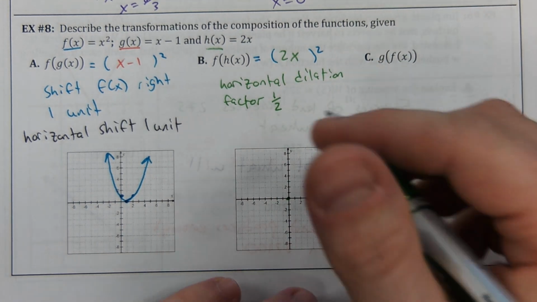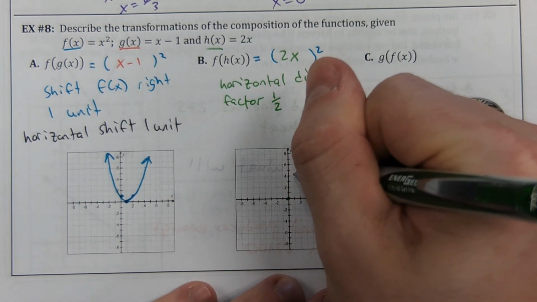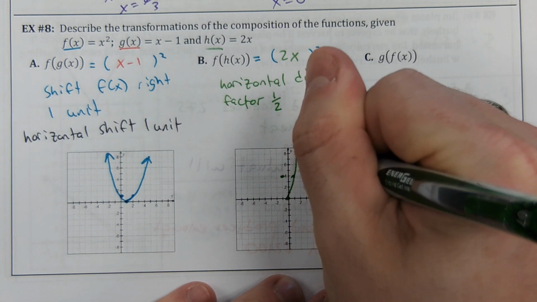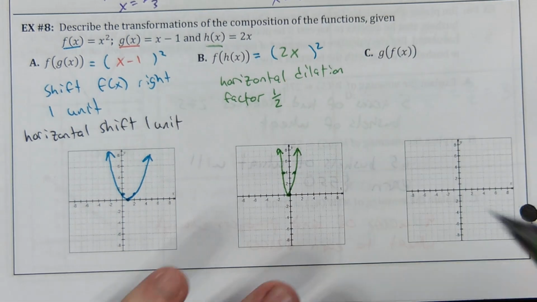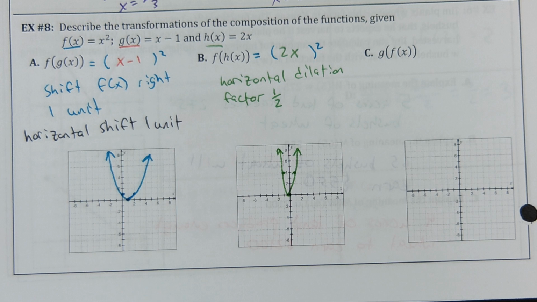Bless you. Gives us this. It's got coordinates at 1, 4 and negative 1, 4.